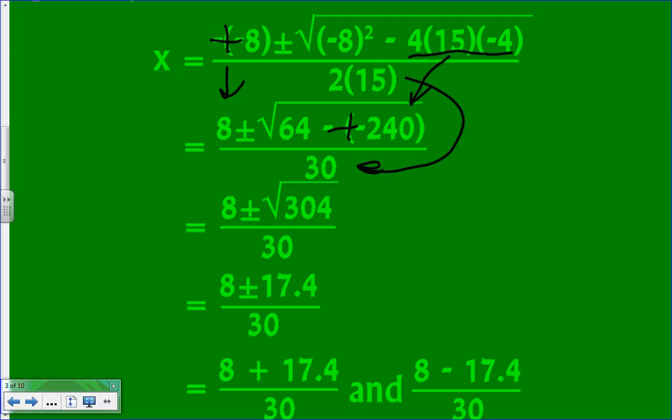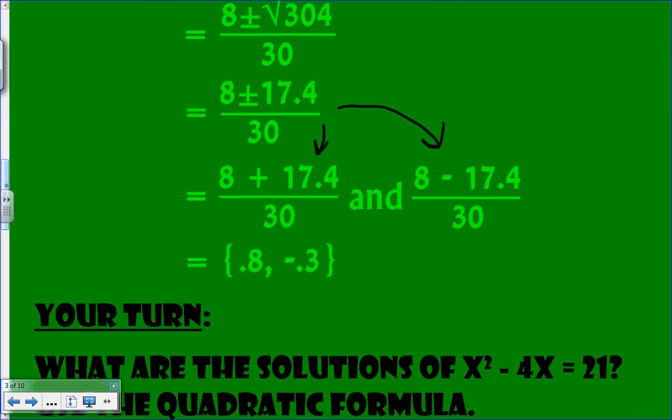When we have 8 plus or minus 17.4 over 30, it's where we break it apart into two different equations. We have 8 plus 17.4 divided by 30 and 8 minus. The plus or minus now becomes two different equations because you get two different results when you simplify it.